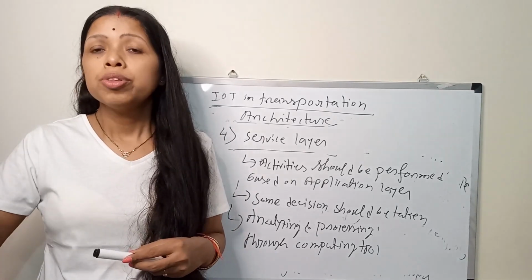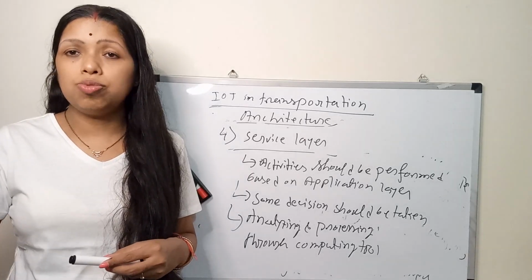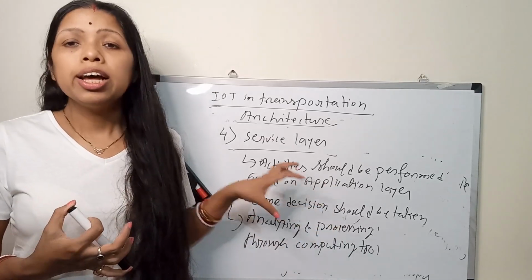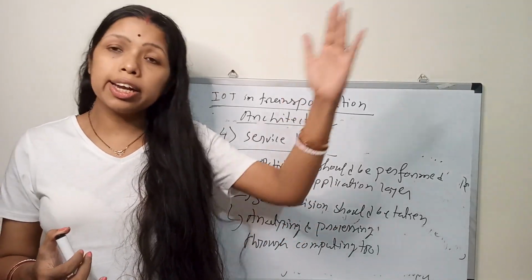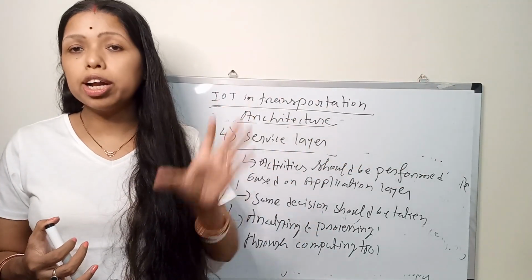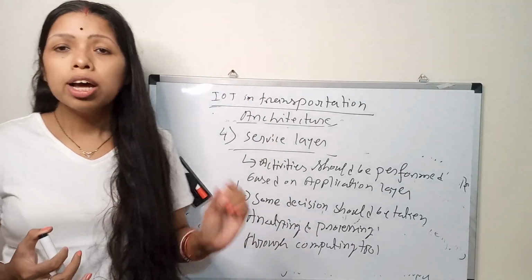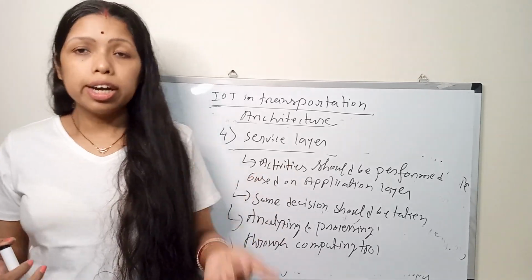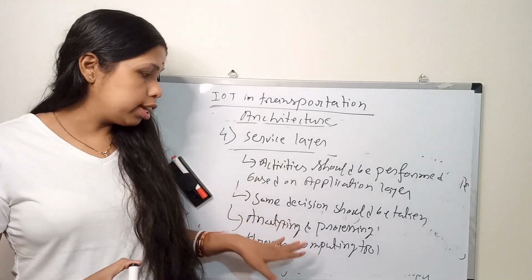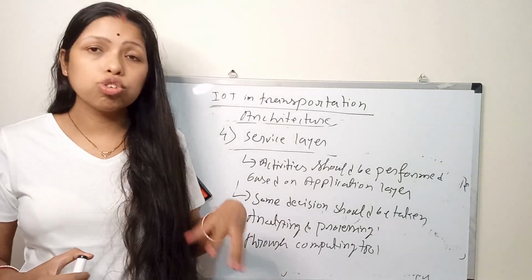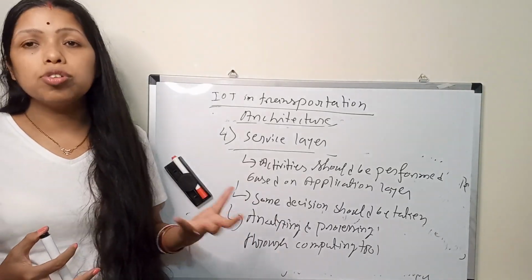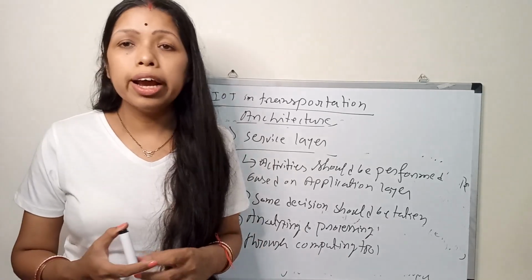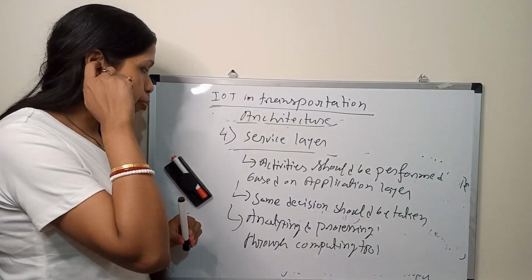Which road you have to follow, which road you have to choose for going from one location to another, that decision can be taken by the service layer after analyzing that particular traffic data. So this entire thing can be done in the service layer, analyzing and processing through the different computing tools. You can also use machine learning in the service layer. So this is about the service layer.